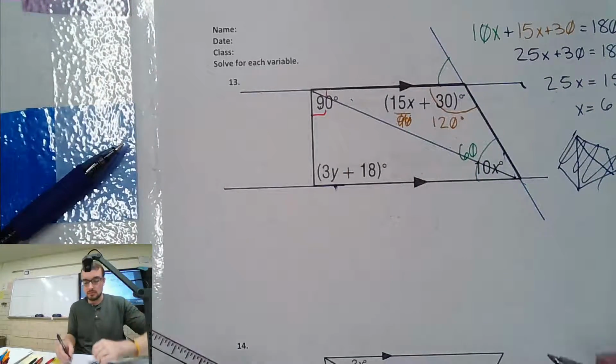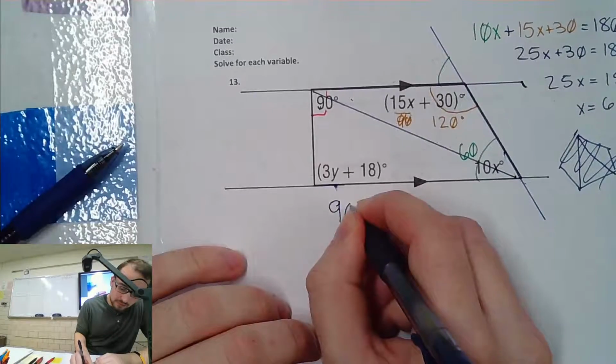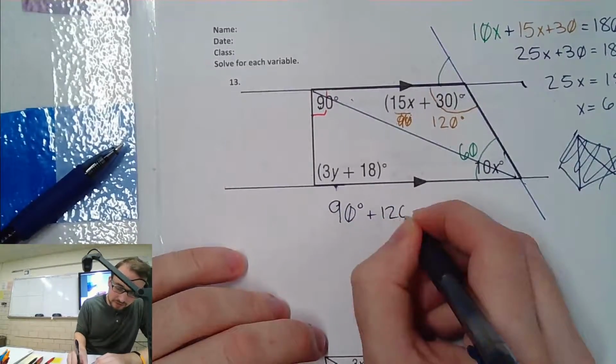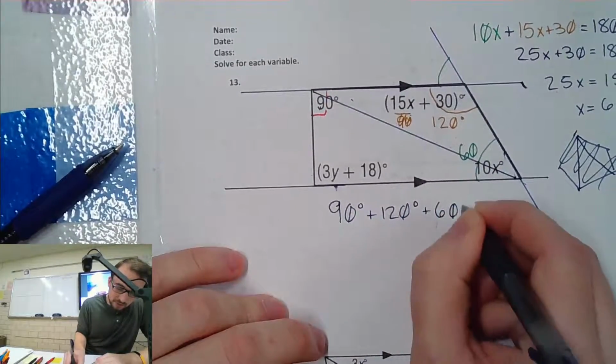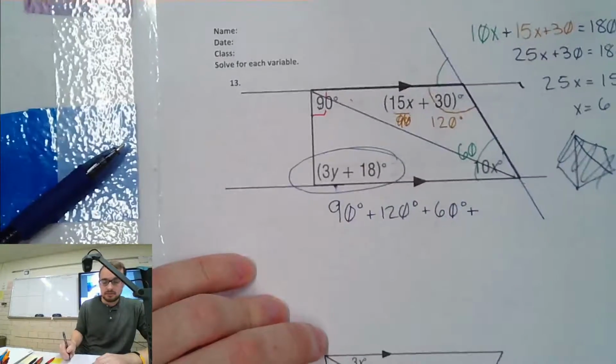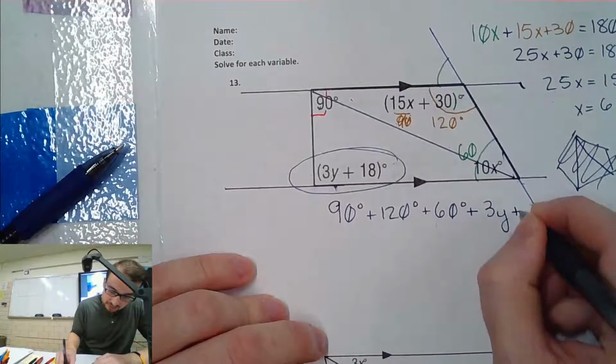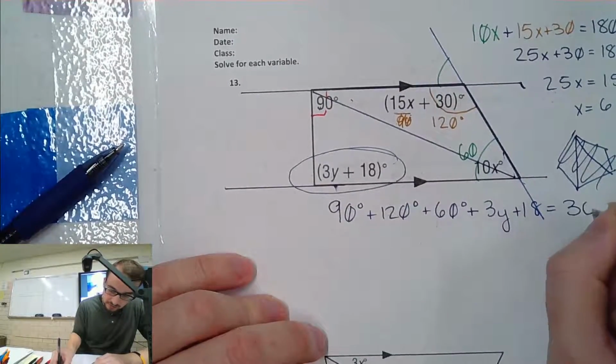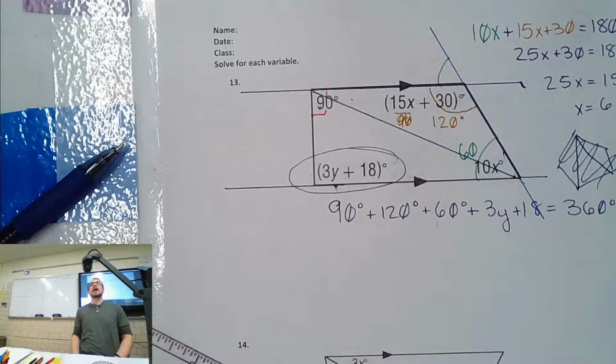2 triangles. So I know that 90 degrees plus 120 degrees plus 60 degrees, that's what we got for those 3 angles, right? Plus this guy, 3y plus 18, should get me 360. Do math, right? That's the setup, though. They'll add up to 360, so write that.